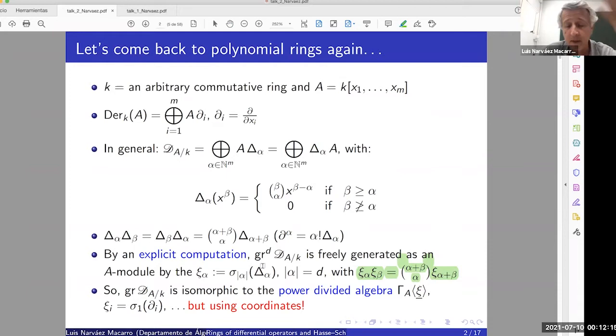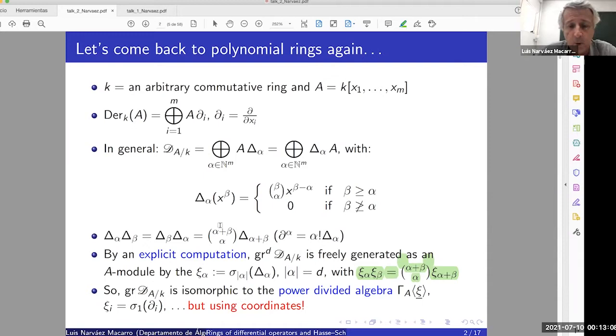This is something that has been well known for many years, that this is what we call the divided power algebra over A generated by xi1, ..., xi_m. This is the divided power algebra. I am not going to give the details of this, but in the case where A contains the rationals, this divided power algebra coincides with the symmetric algebra. So there is no problem. This is a real polynomial ring in xi1, ..., xi_m. But in general, it's not a polynomial ring, but it is a free divided power algebra.